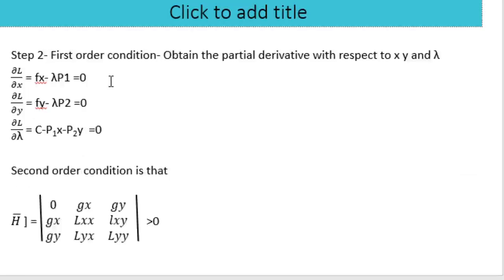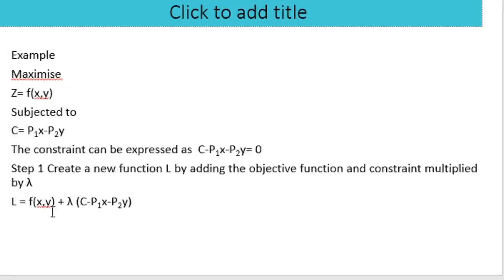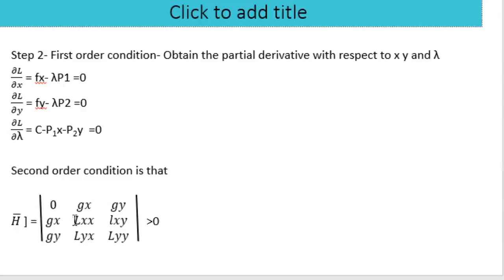Then the conditions: take the first order condition, that is, the partial derivatives of this function with respect to the three variables x, y and lambda. That is, dou L by dou x equal to fx minus lambda p1 equal to 0, dou L by dou y equal to fy minus lambda p2 equal to 0, dou L by dou lambda equal to C minus p1x minus p2y equal to 0.